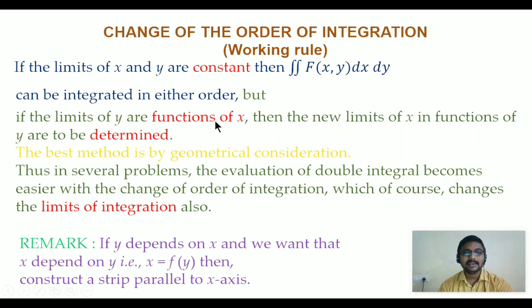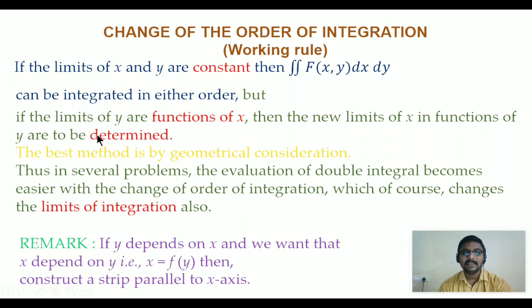If the limits of y are functions of x, then the new limits of x in terms of y are to be determined. That means if the limits of the double integral are variable limits, suppose the y limits are in terms of x, we have to change the order. For this, we have to change the limits also. That means we have to convert the x limits in terms of y.